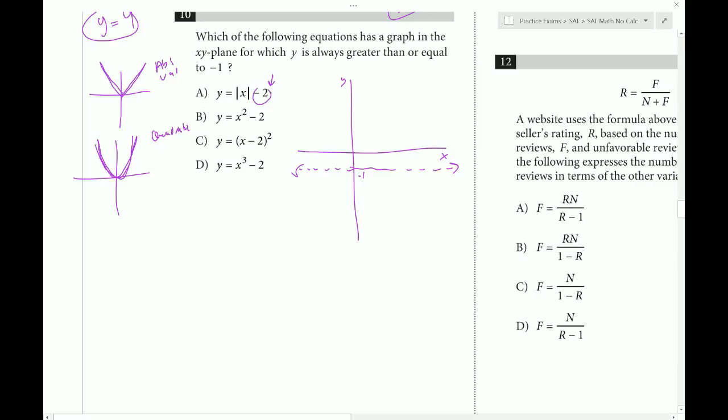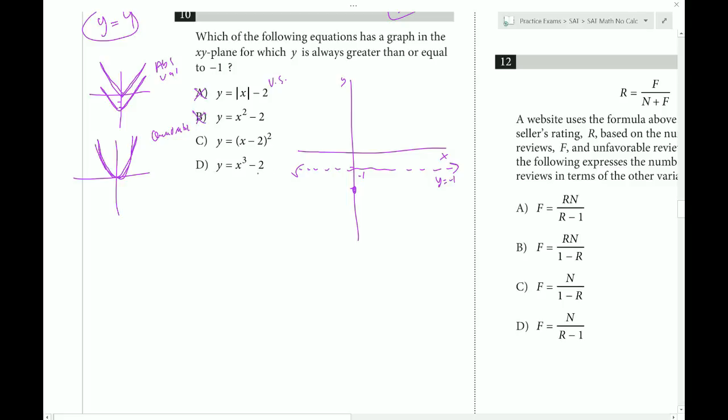So here we see a negative 2 transformation. That is a vertical shift, okay? So we have to actually move the entire picture down 2 units. And when we do that here, we notice that this now will dip below the negative 1 line. And that is not allowed. So answer choice A is eliminated. Now, for answer choice B, we have a quadratic that also dips below and has a vertex at negative 2. Well, that's no good. So that's also eliminated.